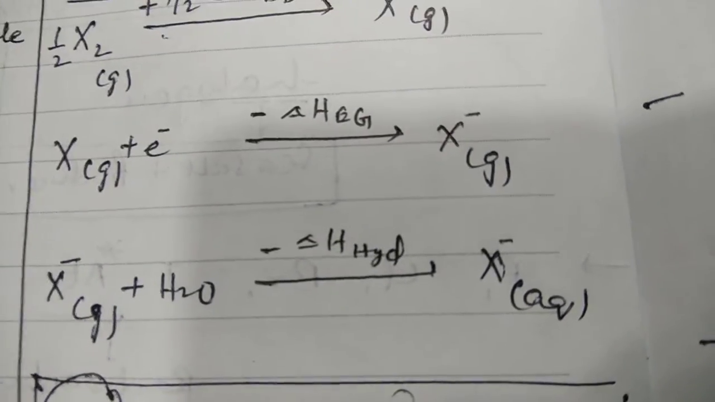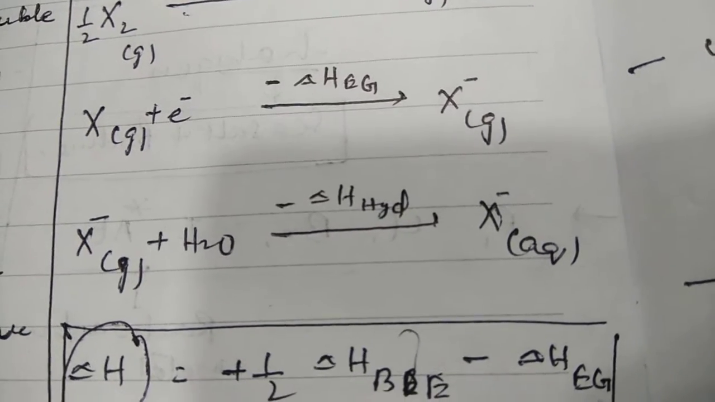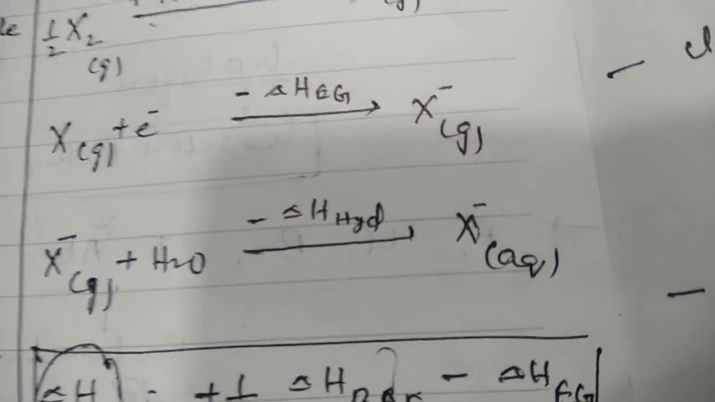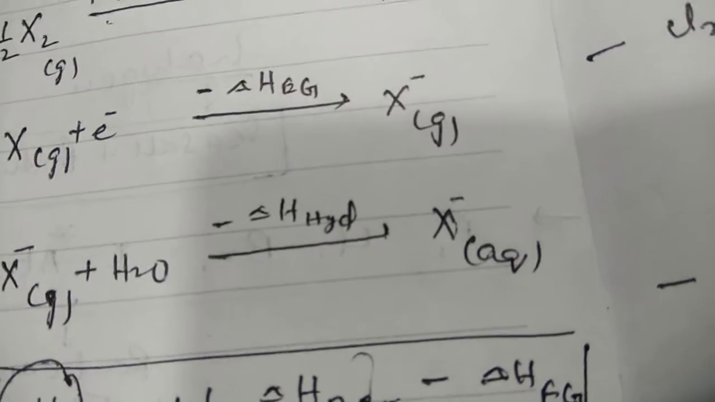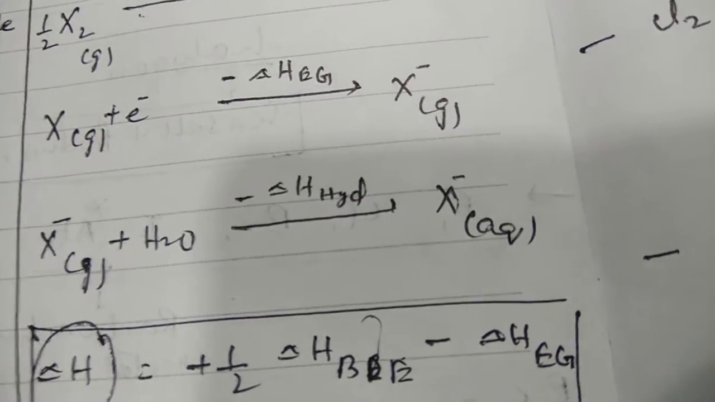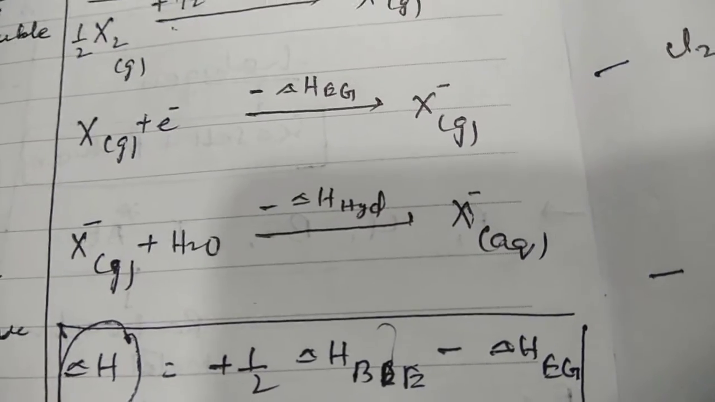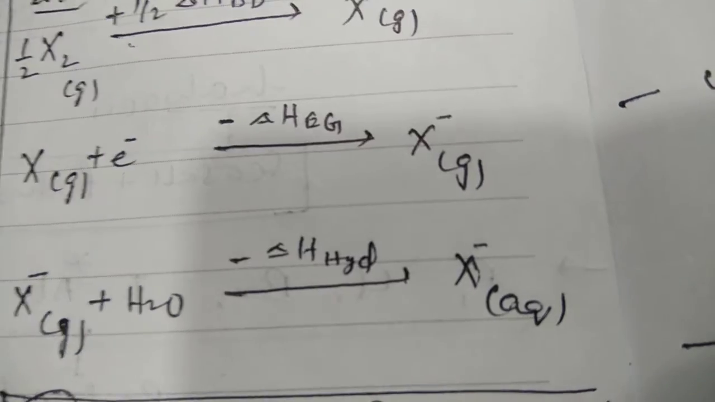Now this halide ion will go under hydration, since it is an aqueous solution and we are discussing oxidizing power. So the halide ion, on treating with water, will be hydrated and converts into aqueous state of ion. In this process, a huge amount of energy is liberated, said to be hydration enthalpy. This is the third energy involved, and it is negative, that is exothermic.